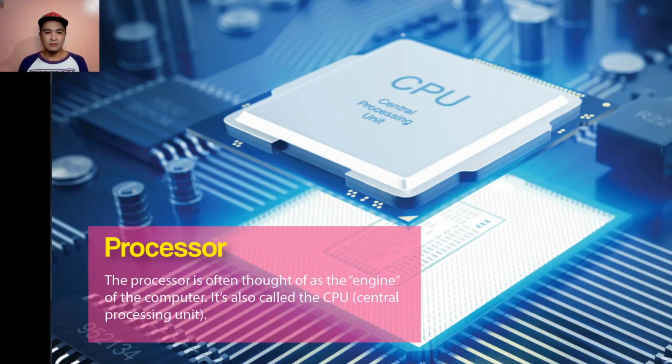Now, next, let's talk about the processor. Most of us know this as the Central Processing Unit or CPU. The processor is often thought of as the engine of the computer. It is also called the Central Processing Unit, which means, from the word itself, processes are being done here on that tiny little part.